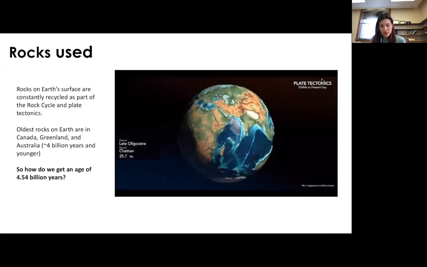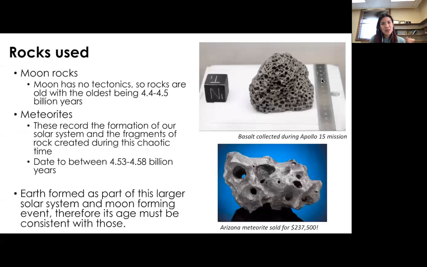Instead, we turn to using rocks from elsewhere in the solar system. So for example, we have used the uranium series to date moon rocks. Because the moon has no tectonics, the rocks on it are not subject to this constant recycling and overturning. And so we can date these rocks to get an estimate of how old the moon is.